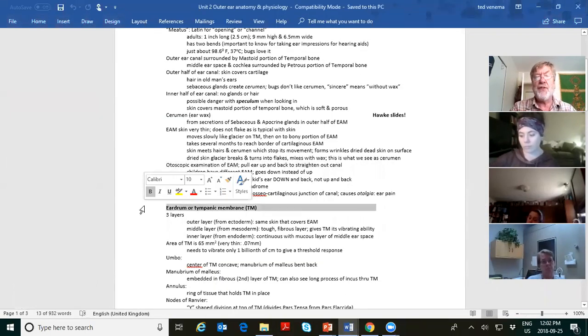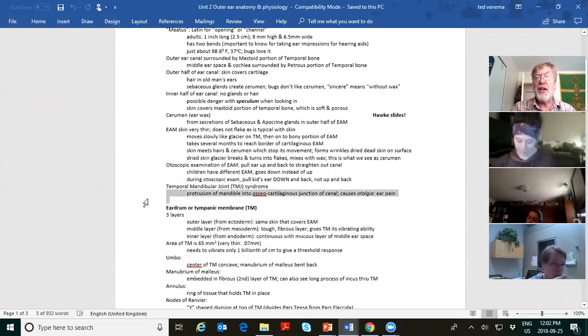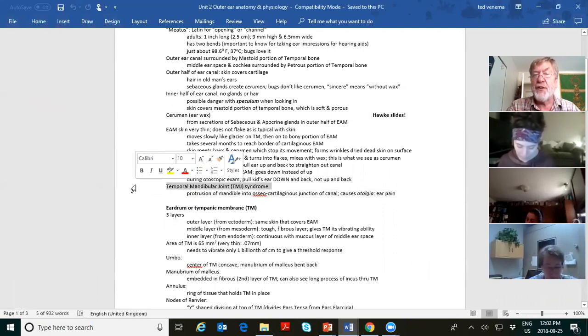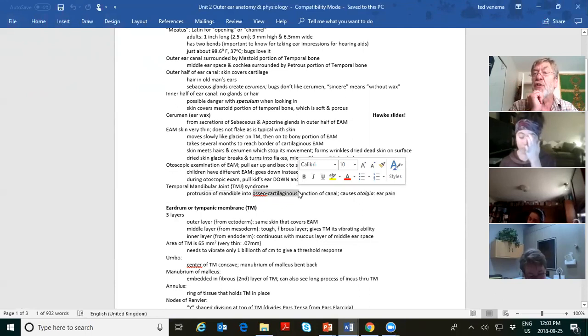Know that the eardrum has 3 layers to it. Okay, put a star by TMJ. You should know that that often is an arthritis of the jaw. And the protrusion of your jawbone, mandible, into the osteocartilaginous junction of the canal. Look at that. And now you know what that is, where the bony portion of the canal meets the cartilaginous portion of the canal. Right underneath there, you've got the top of your jawbone jamming in. Okay? Can cause TMJ, causes otalgia, ear pain.